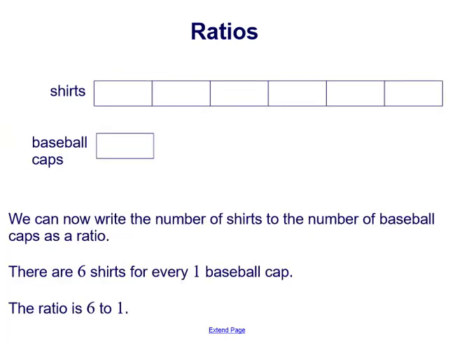We can now write the number of shirts to the number of baseball caps as a ratio. Since there were 6 shirts for every 1 baseball cap, the ratio we say is 6 to 1.